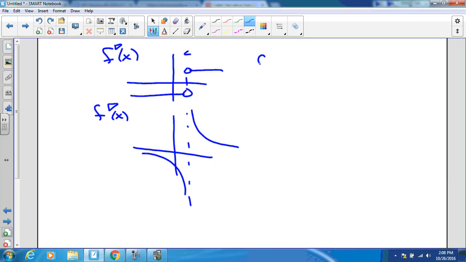If this is c, and f of x has a corner, then the derivative from the left and from the right will have different values. In other words, f prime will have a jump discontinuity. And if f of x has a cusp instead, then the graph of f prime will show a vertical asymptote right here.